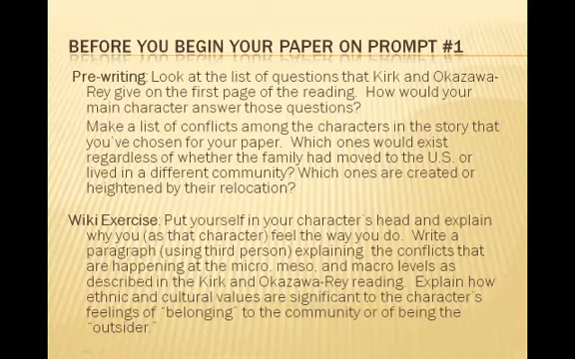If you pick Prompt 1 for your paper assignment, your wiki exercise will be to put yourself in your character's head and explain why you, as that character, feel the way you do. Now write a paragraph using third person explaining the conflicts that are happening at the micro, meso, and macro levels as described in the Kirk and Okazawa Ray reading. Explain how ethnic and cultural values are significant to the character's feeling of belonging to the community or of being the outsider.